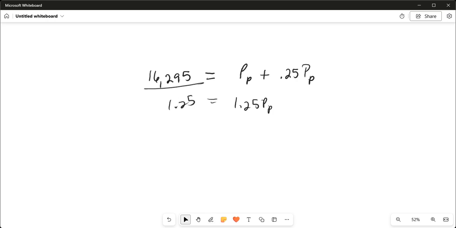So 16,295 divided by 1.25 gives 13,036, which is the purchase price. And then the markup is 16,295 minus 13,036, which is $3,259. That is the markup.